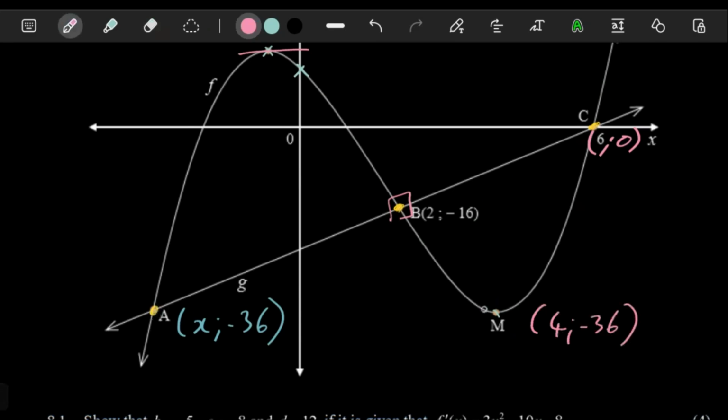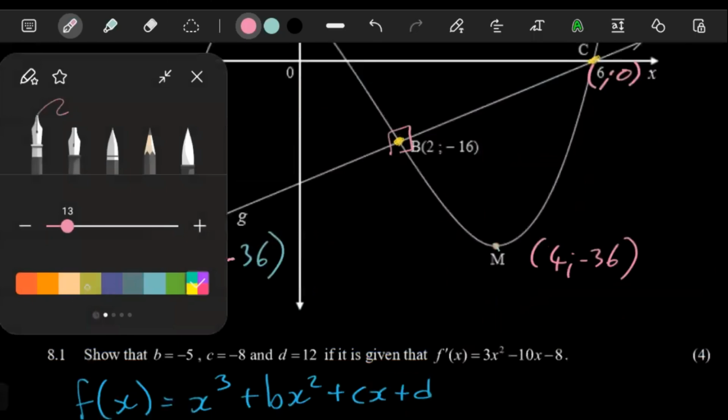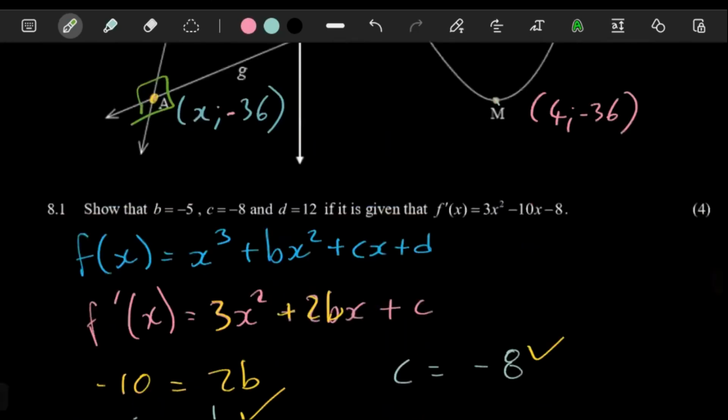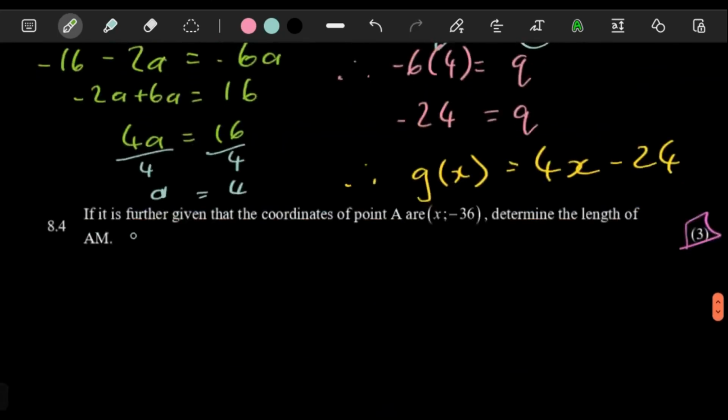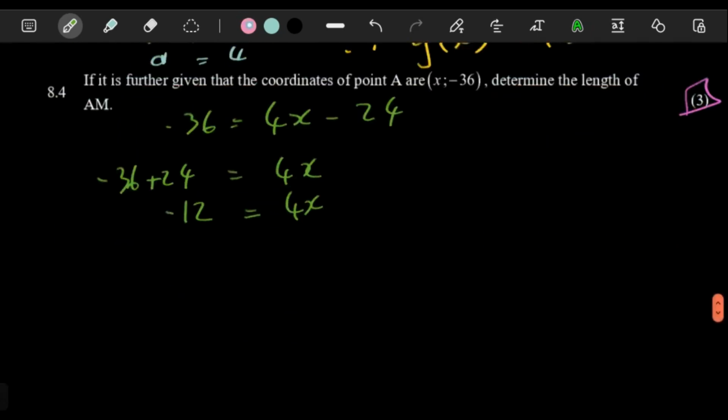So to get the distance between a and m, all we need is the x value of a. Because as long as we have the x value, we can just compare the distance between the x values. And fortunately, do you see that a is a point where the straight line passes through? Yeah, so that's our bingo right there. Because in the equation of our straight line, we can just put negative 36 as the coordinate for the y value, and then we can get the x value. So here 24, we have this to the other side, negative 36 plus 24, and this is like 4x, right? Negative 36 plus 24, that's like negative 12. Yes. Negative 12, 4x. Divide both sides by 4. What do we have here?